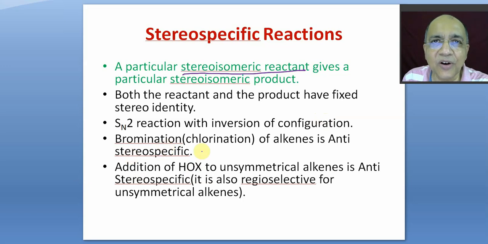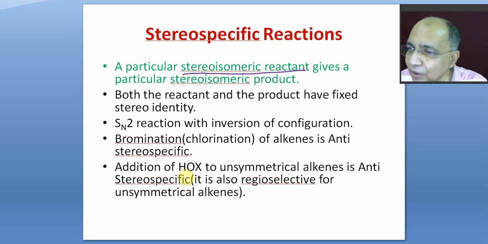Similarly, the addition of chlorine or bromine to alkenes is stereospecific, anti-addition. Addition of hypohalous acid, HOCl or HOBr, to unsymmetrical alkenes is anti-stereospecific. It is also regioselective for unsymmetrical alkenes. I'll talk about that very soon. So we are now not discussing regioselectivity at all. We have done it. We are talking about stereospecific reactions.